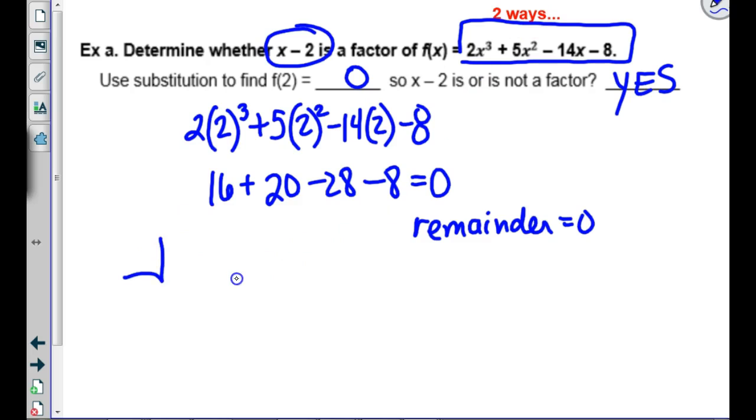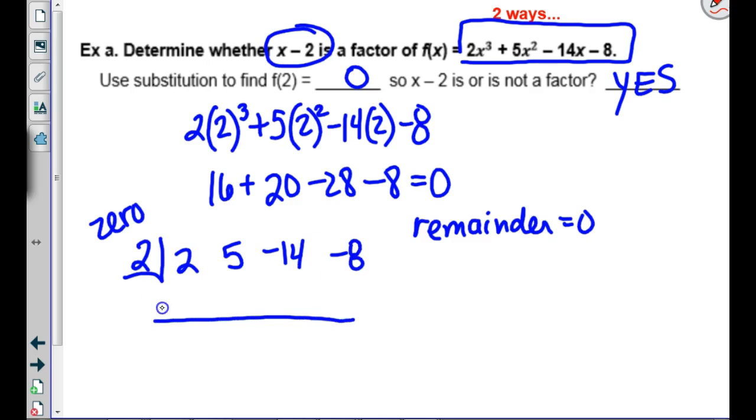It says to do it 2 ways here. We need to remember how to do synthetic division. What goes into the box here is the 0. So x minus 2 is the factor, so 2 is the 0. The coefficients across the top, do we need any placeholders? We have a 2x cubed, a 5x squared, a negative 14x, and a constant of negative 8. Okay, talk me through it.